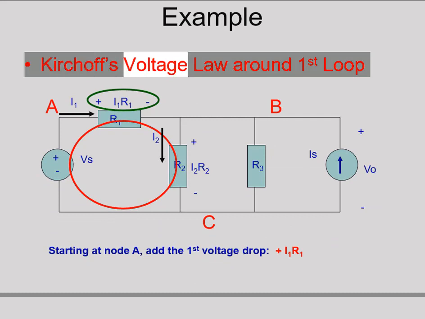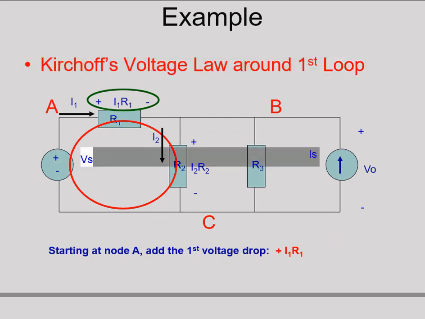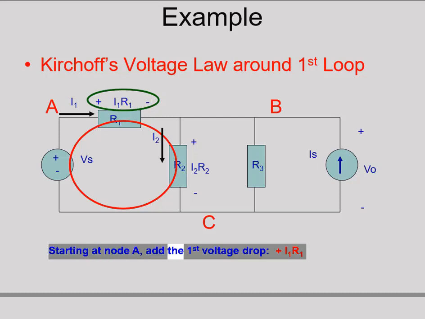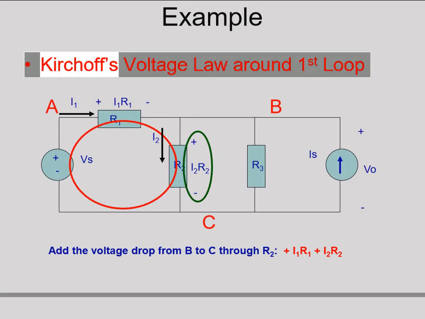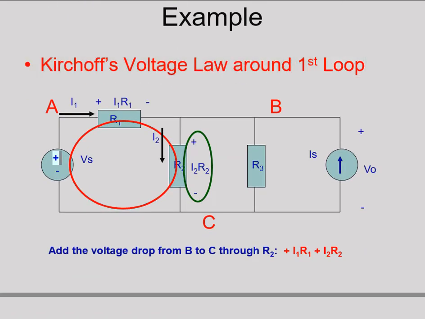Example: Kirchhoff's voltage law around the first loop. Starting at node A, add the first voltage drop, plus I1 R1. Add the voltage drop from B to C through R2: plus I1 R1 plus I2 R2.